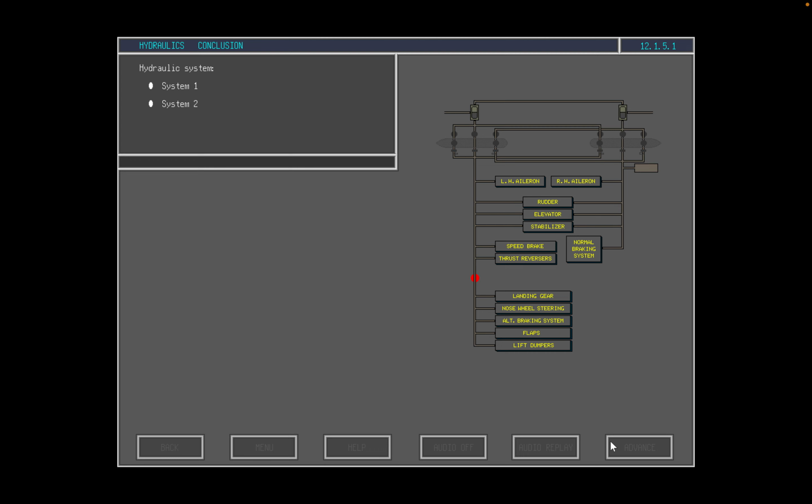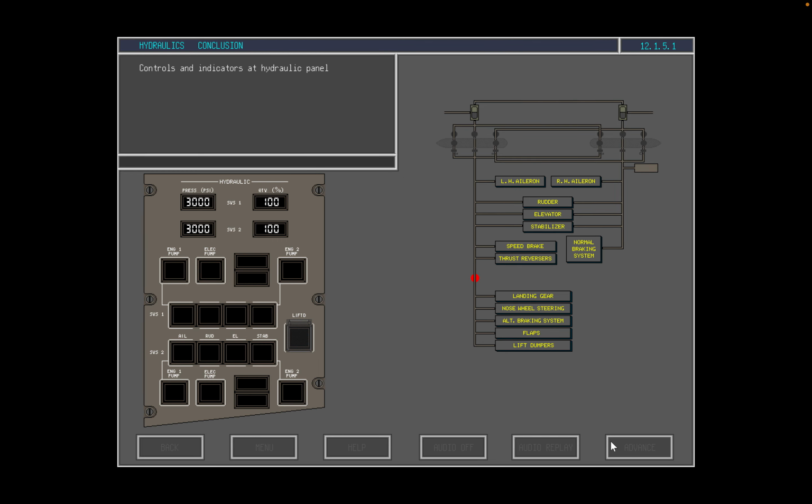In this module, we have seen that the hydraulic system comprises hydraulic system 1 and 2, and that these systems jointly power primary flight control subsystems. We have examined the hydraulic system controls and indicators at the hydraulic panel, seen that normal operating pressure for each system is 3000 psi, and discussed reservoir capacity.